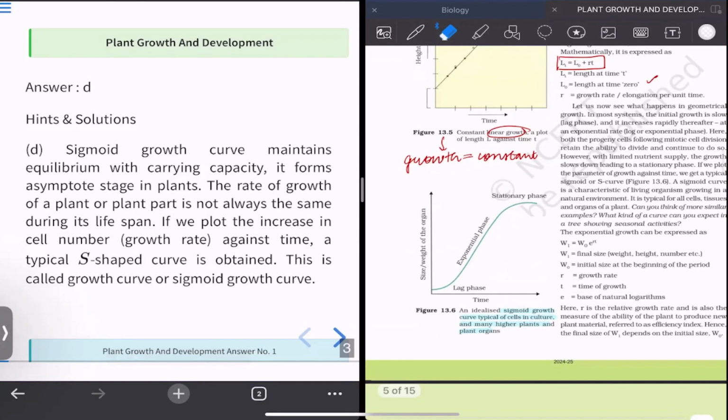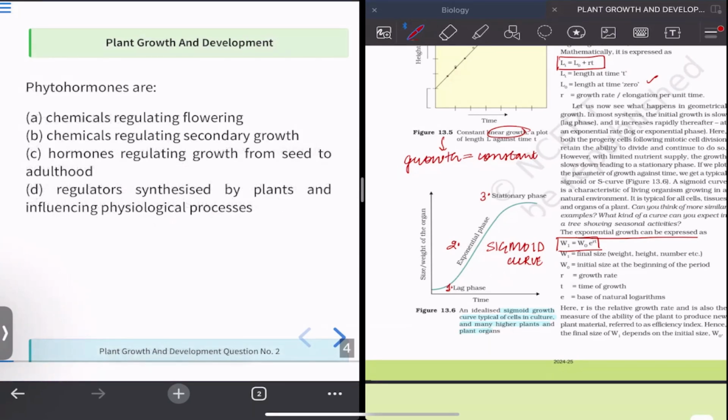So this is the sigmoid curve, and in the sigmoid curve we have three stages. We have stage one, which is the lag phase, stage two, which is the exponential phase, and stage three, which is the stationary phase. And the expression for an exponential growth curve is W at any time t. WT is the final size or the size at any particular time t, which is equal to W naught. W naught is the initial size at the beginning of the period, R is the growth rate, and T is the time of growth.